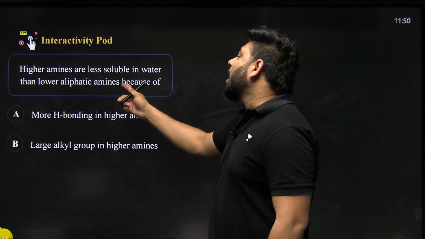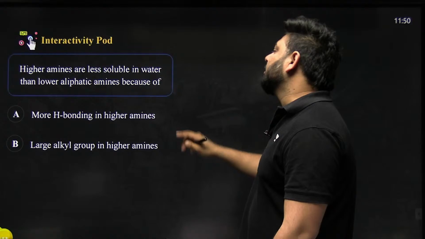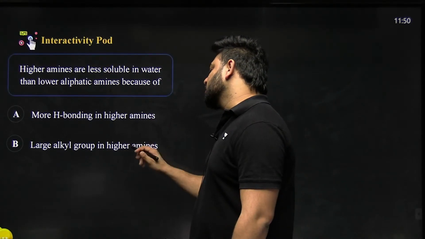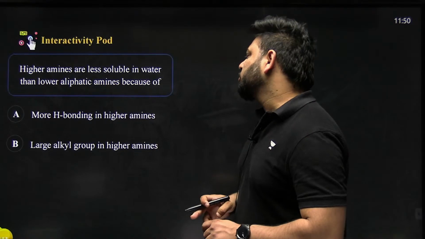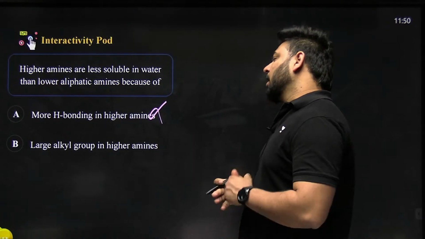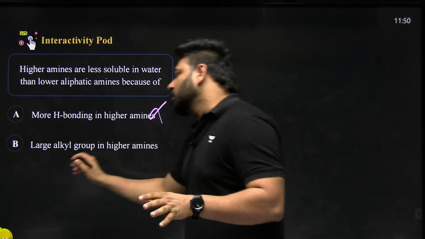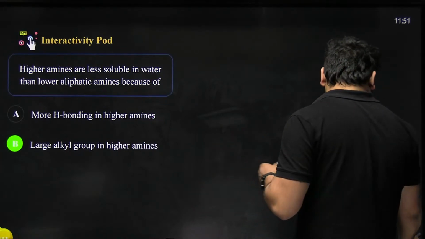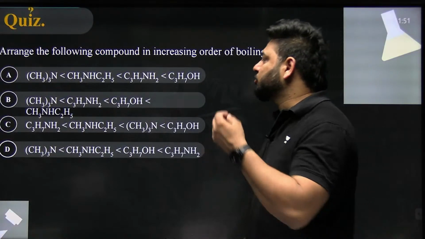Higher amines are less soluble in water than lower aliphatic amines. Why is it so? Not because H bonding is higher in higher amines, that is wrong. Large alkyl groups in higher amines restrict them from getting dissolved easily, because that's a hydrophobic part, it repels water and doesn't get dissolved easily.